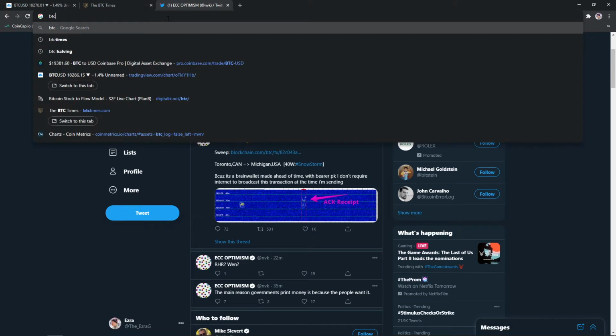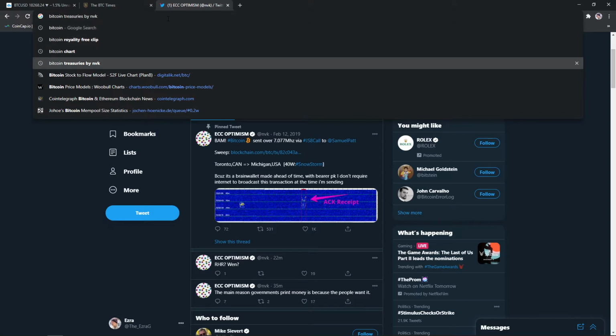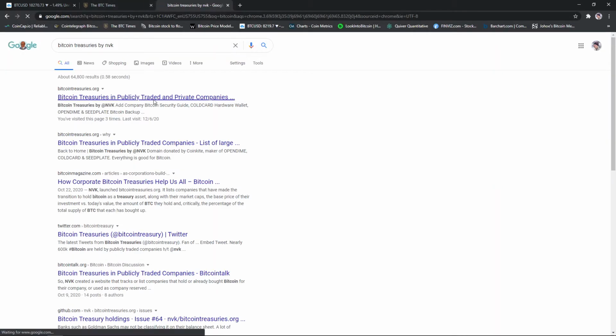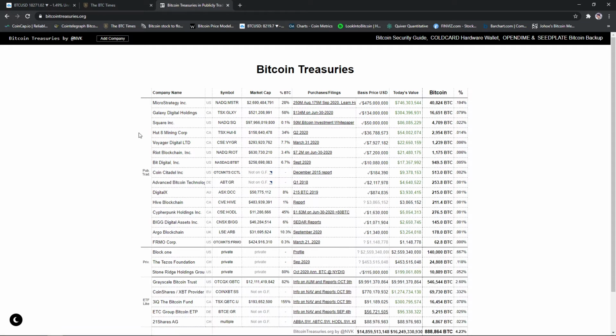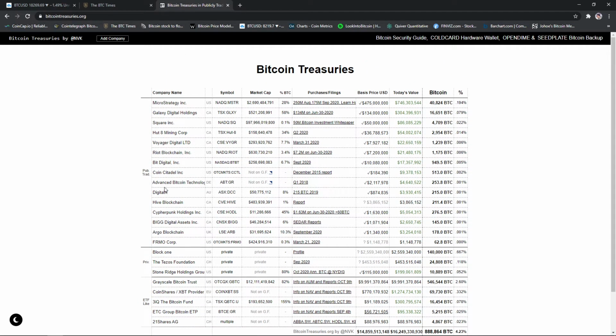Where's that? I know I've searched for it here. Bitcoin Treasuries by NVK. This one here. I've shown this list to people before, and some of the feedback I got was that more than half of these companies are already in the crypto space. I agree, but in a space that's considered new and still rather young and early, the majority of the people that are going to be in here are going to be people that already existed in that space. But you can see they have Square here. They bought $50 million worth. Whenever they bought it, today's value is now 86 million.